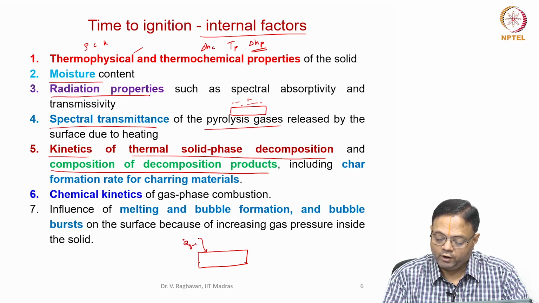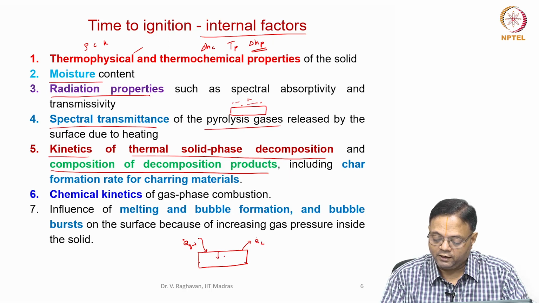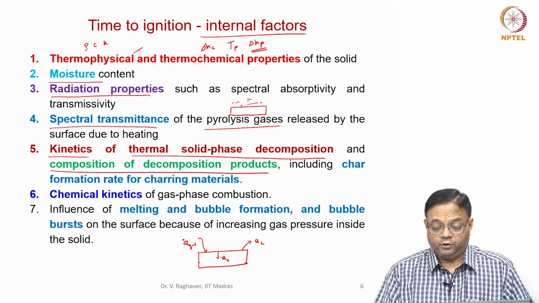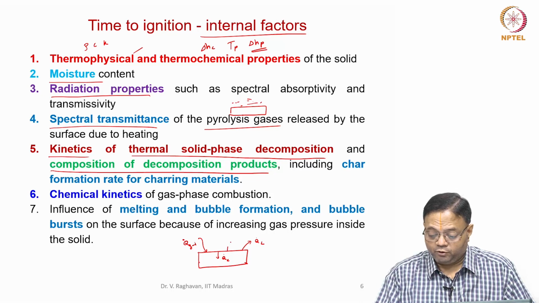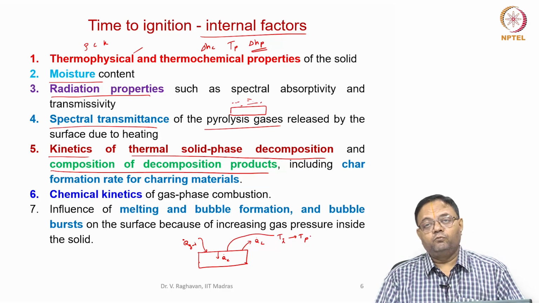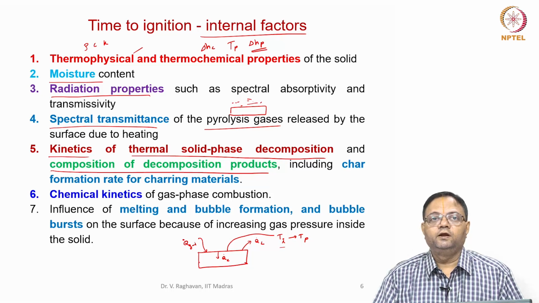Okay, so let us see this solid surface which is heated by Q dot G2I, and there is a heat loss, say QL, and there is heat conduction, QC. So now there is a growth of temperature here, from the initial temperature T initial to the pyrolysis temperature T pyrolysis. Now to get this we need only some heat balance.